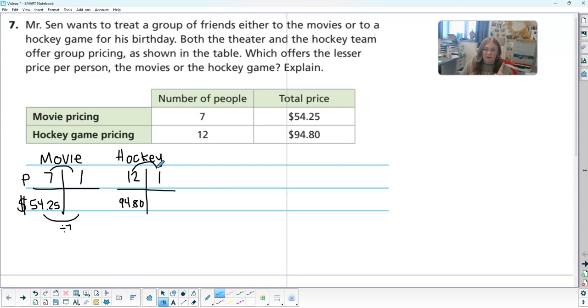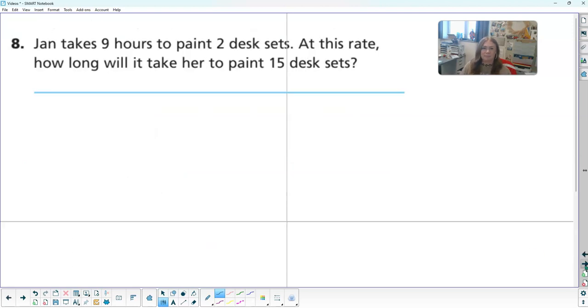Now, how do I get from 12 to 1? We divide by 12, so I do the same thing here and divide that by 12. Find out how much it costs for one person, and whichever one is cheaper is going to be the one that he wants to take them to because it is less money per person, right? Per one person. I want to know how much it is for one person. So this one, where we don't have to change it to a different number besides 1, we're just going to do it this way with the unit rate chart.